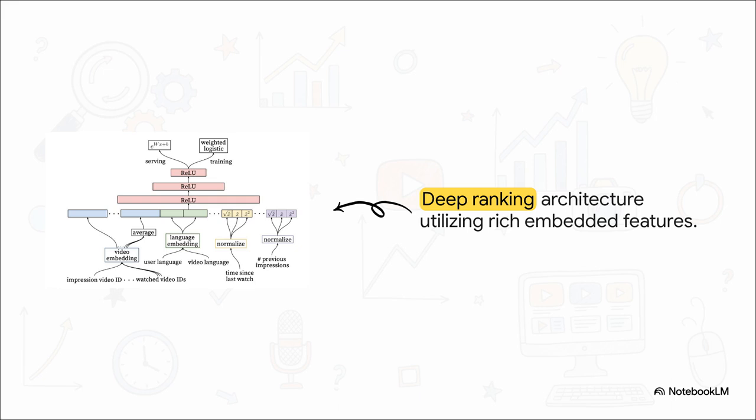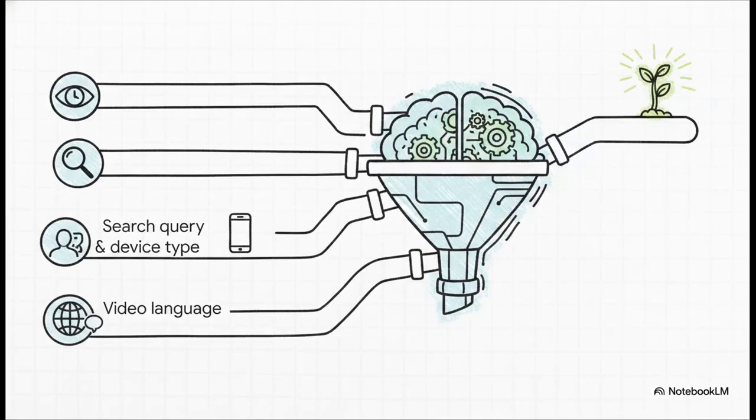But don't let the math scare you. This complex setup serves one ultimate purpose: predicting expected watch time. It desperately wants to know not just if a viewer is going to click, but exactly how long they're going to stick around. The algorithm is analyzing basically everything: your implicit watch history, your search queries, your demographics, what device you're on, and the video's language.